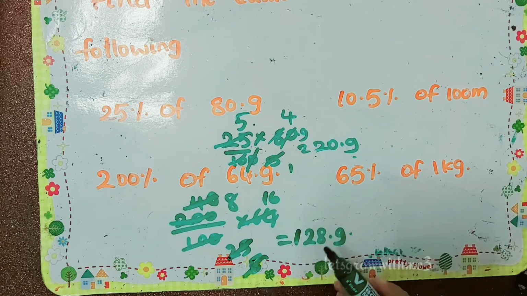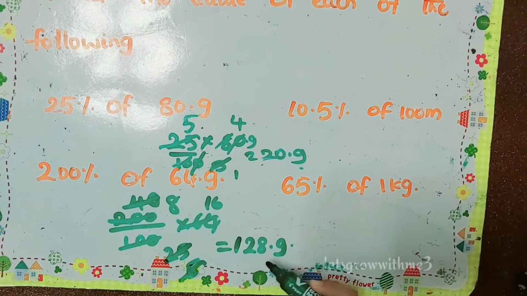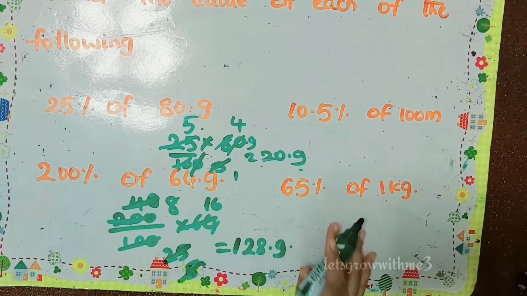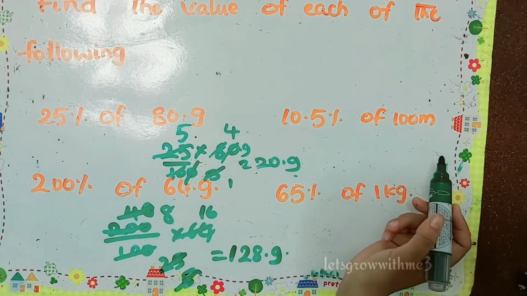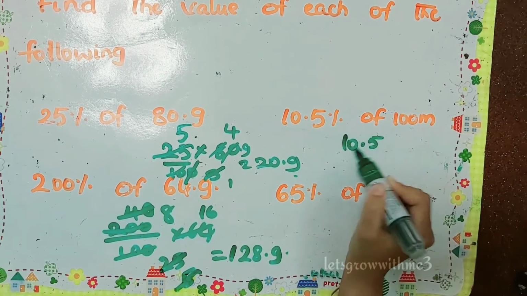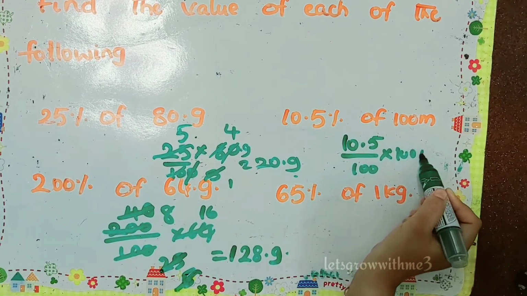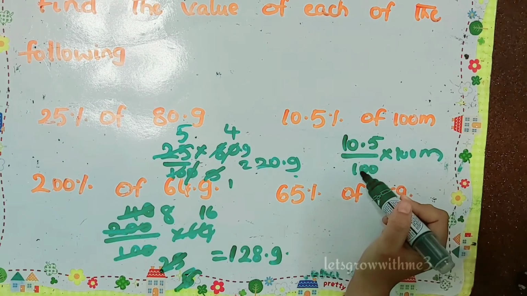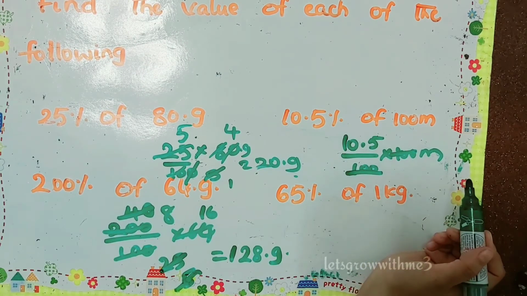Okay, so we can cross verify, right? So 200 percentage of 64, 100 percentage of 64 means 64, 200 means double, right? 64 plus 64, which is 128. So now let's see 10.5 percentage of 100 meters. So 10.5 over 100 times 100 meters. Okay, don't forget your units. Okay, so we are getting the same 10.5 meters.